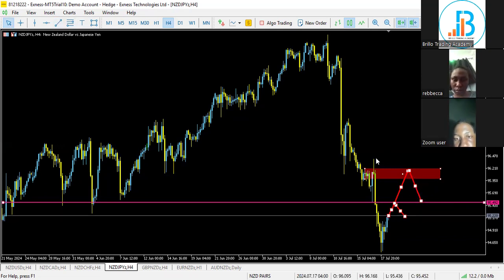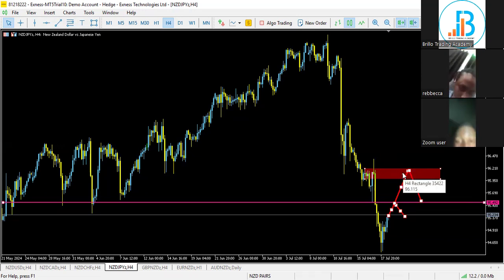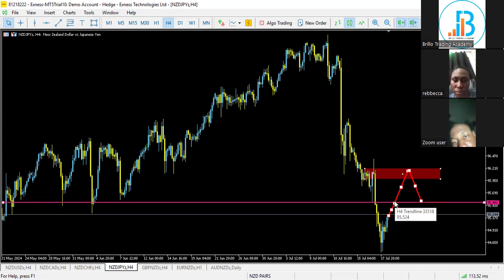So you guys have to be patient enough for this market to get to this point. This is NZD-JPY. You have to be patient for this market to get to this point. Then you can now look for a sell opportunity at this point, all right? The market can also respect this point as well, but preferably, I would say wait for the market to get to this point before looking for a sell opportunity, all right?